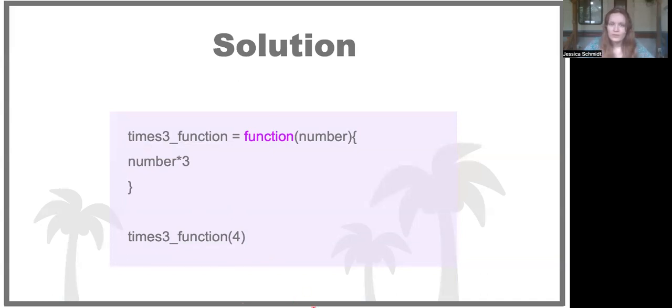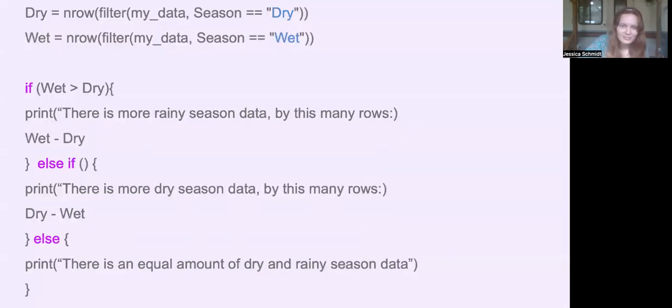Okay, so how do we take what we just learned here on custom functions and apply it to what we just did with the dry and rainy season data? Okay, I'm about to show you a lot of code, so don't panic. This is what we just did with our wet, dry season puzzle. This is all that code we just spent all that time making. First, we defined dry by taking the number of rows from dry season data. Then we defined wet as the number of rows of wet season data.